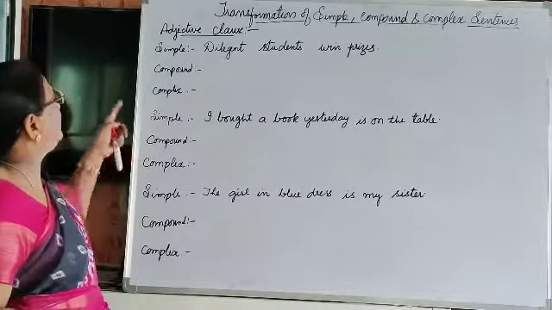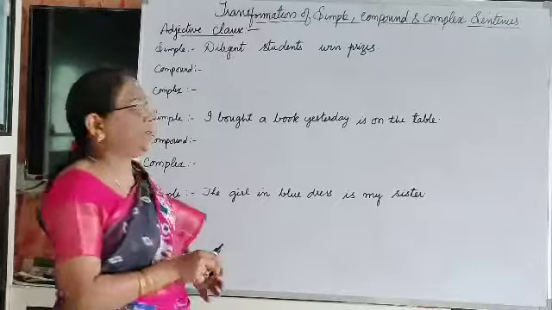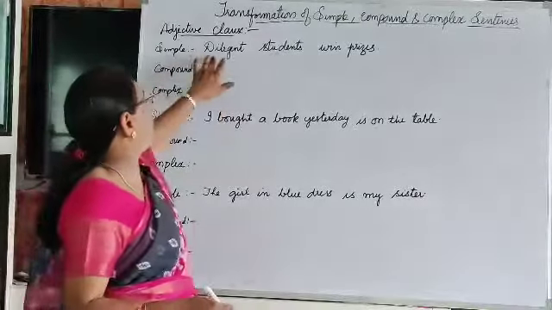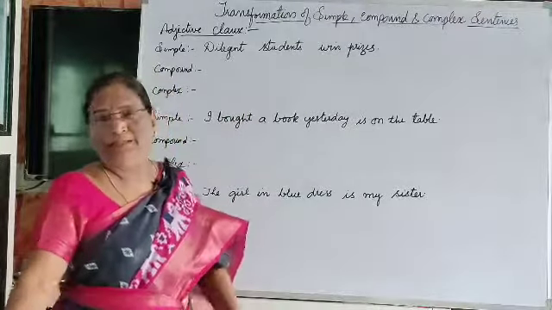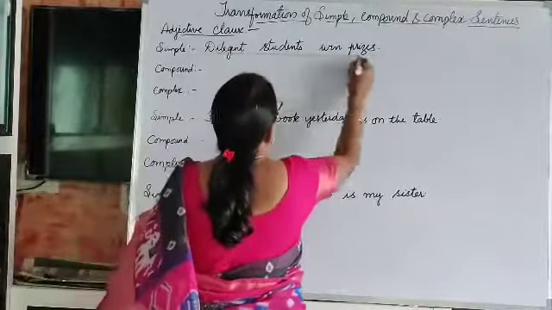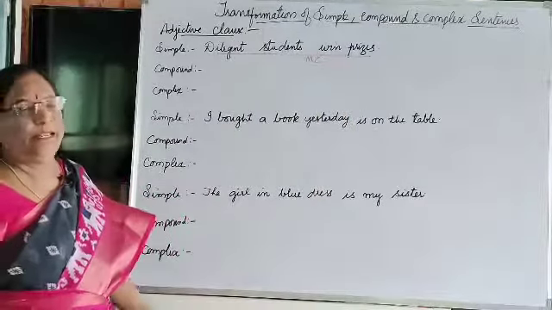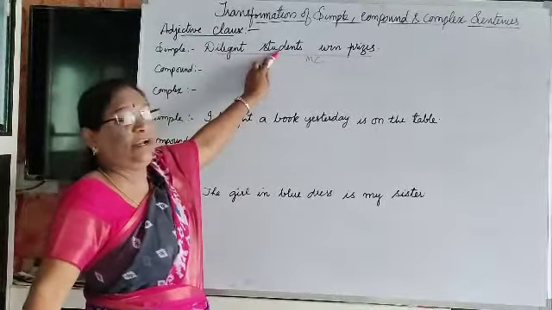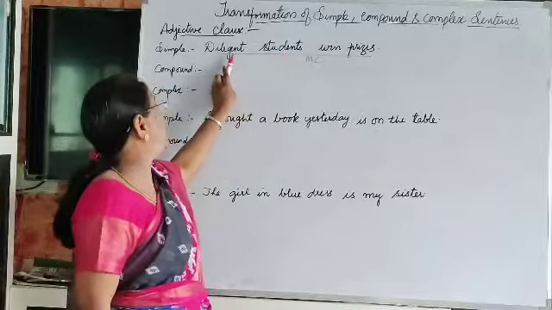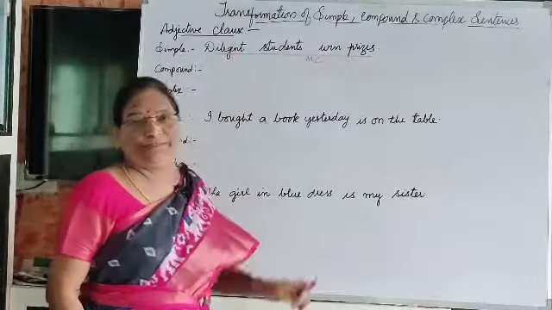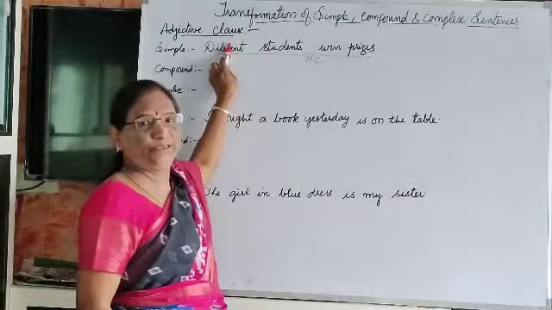Diligent students win prizes. Here "diligent students win prizes" is the main clause in a simple sentence. Now here we are talking about the student. What kind of a student is he? As it is a noun, it explains about the student. It is diligent student. That means it explains about the noun. That's why it is adjective.